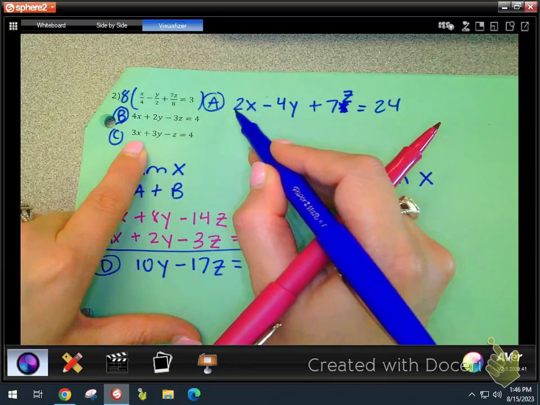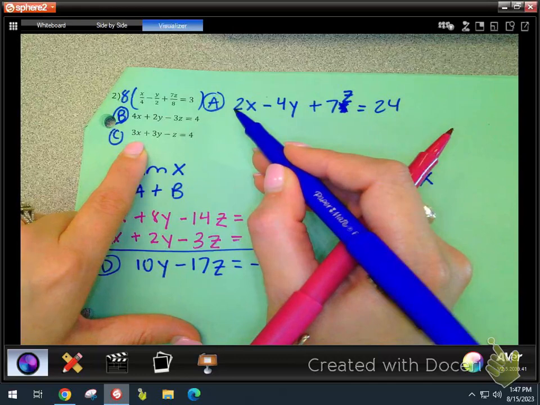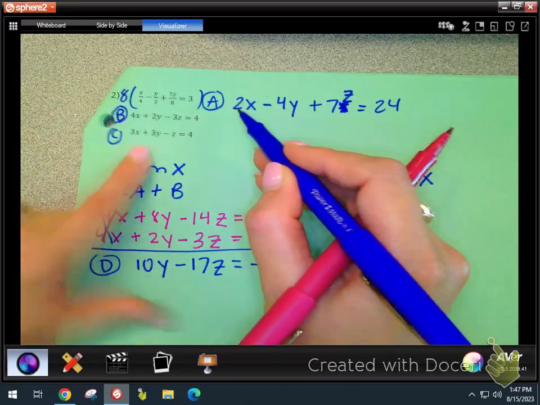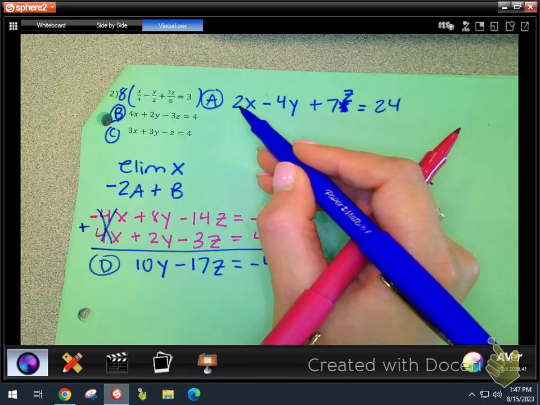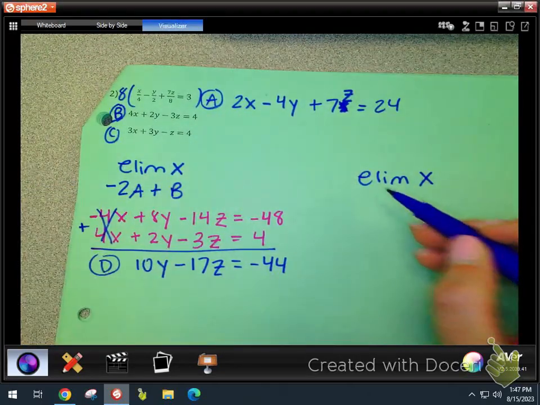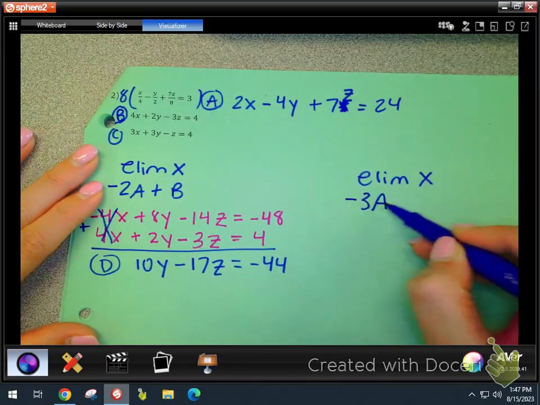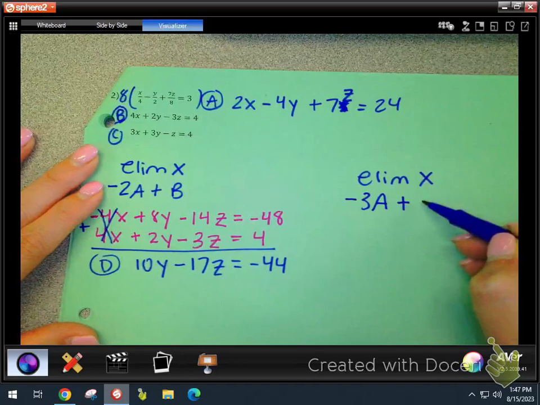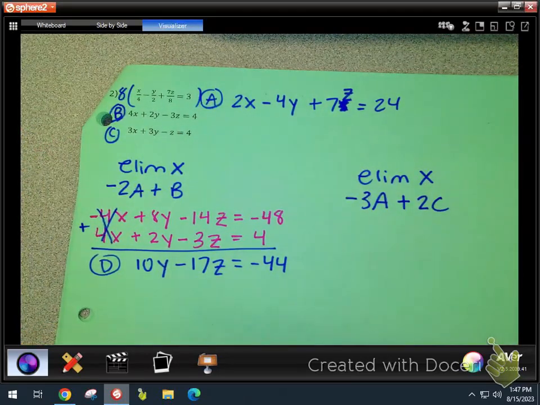Okay, so that crisscross thing that I was talking about, if you have to multiply both of the equations, you can always multiply by the opposite coefficient because multiplication is commutative. 2 times 3 is 6. 3 times 2 is going to be 6. But we've got to make one of them negative. Which one do you want to make negative? A? All right, so let's do negative 3A plus 2C.